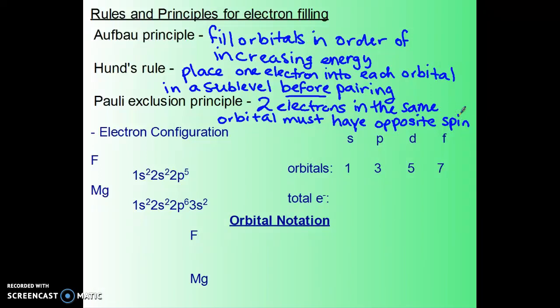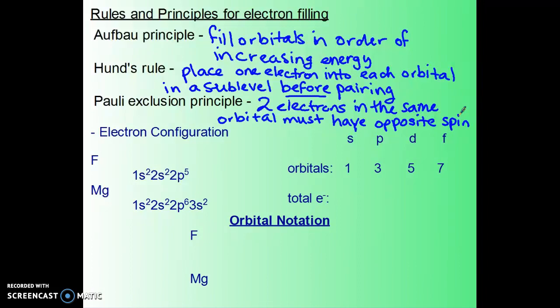The way I think about that is like if you spin a top in one direction and then you spin a top in the other direction, those are two different spins. I don't really know further how to explain that, but these two electrons in the same orbital are going to have opposite spins from one another.